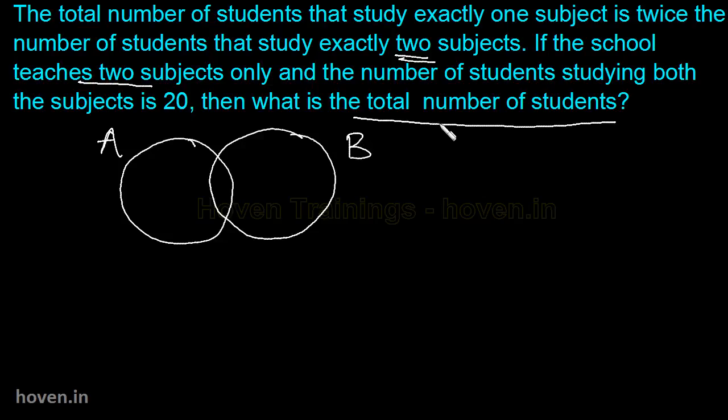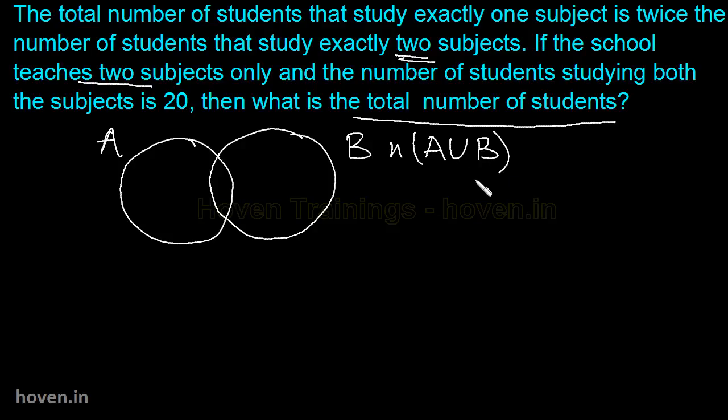So what is the total number of students? The total number of students would be those included in this circle and in this circle, which we already know is n(A union B). Because if nothing is outside, and everything is inside these, then the total number of students is n(A union B).